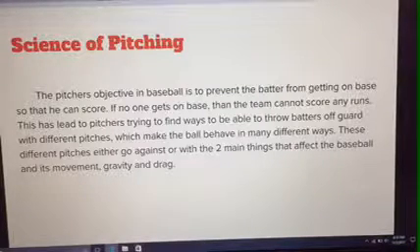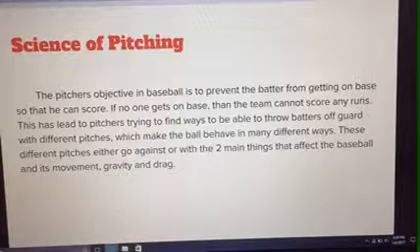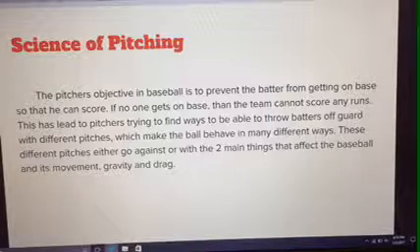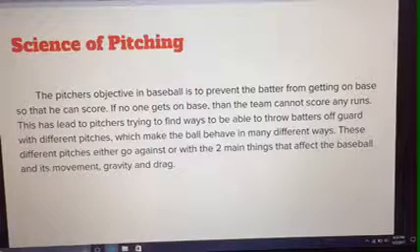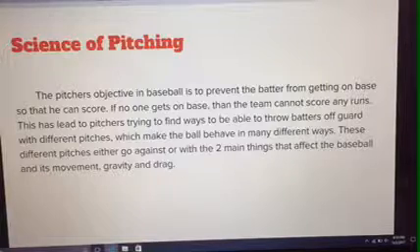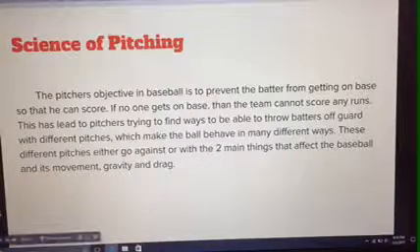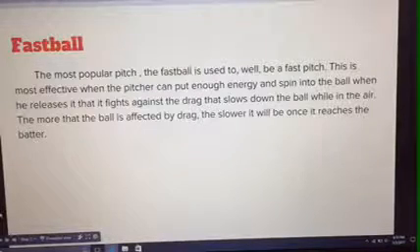Gravity, we all know what gravity is. But drag is the outside force that opposes an object in motion. So with Newton's first law, that an object in motion will stay in motion unless acted upon by an outside force, drag is one of those outside forces when it comes to a baseball. So pitchers have learned to throw the ball in different ways to have drag help the ball almost move. And you'll see what I mean here in a second.